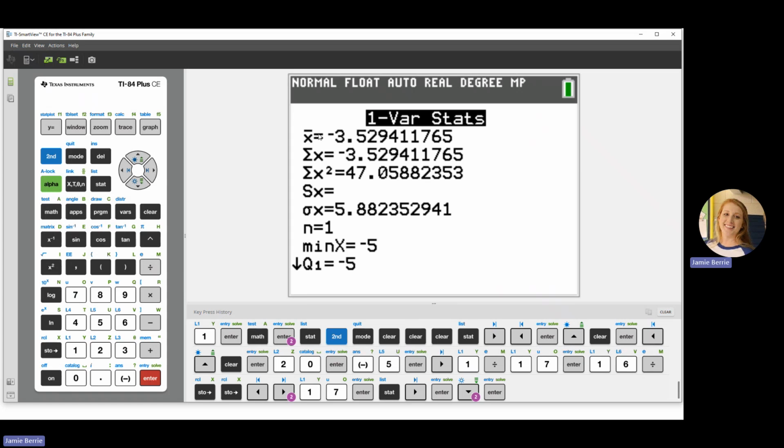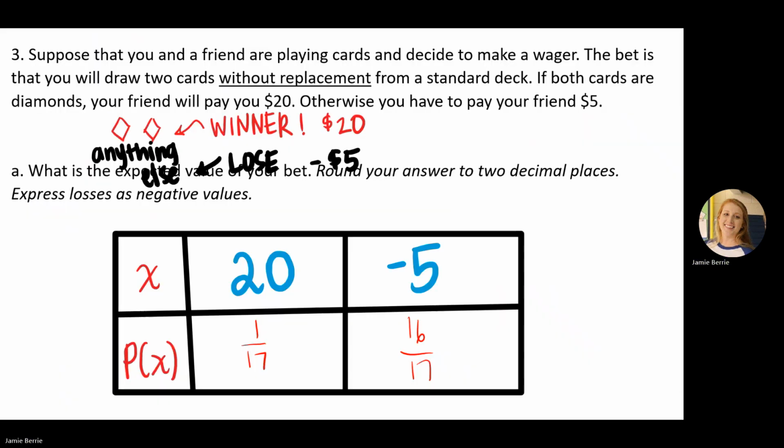So 2 decimal places would be -3.53. Let me get my pen. Expected value would be -3.53.